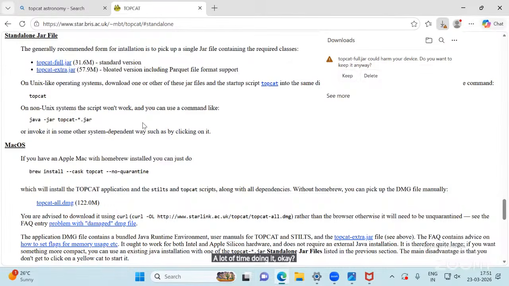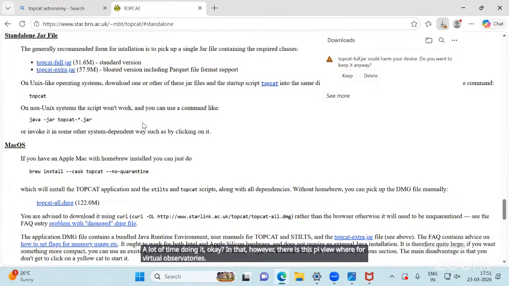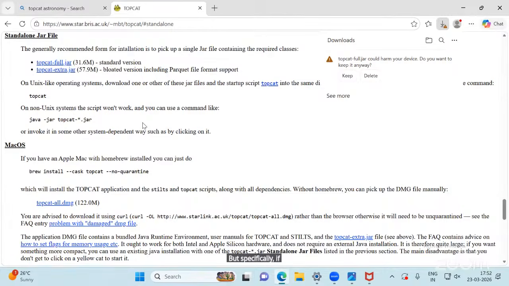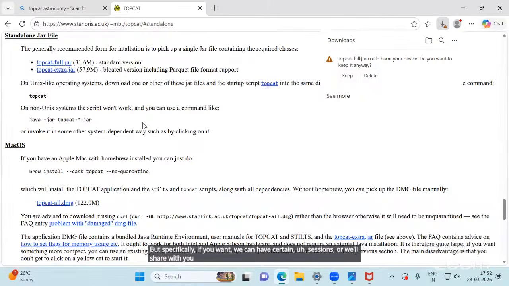Further, there is this PyVO, where for virtual observatories, it's a bundle of programs and protocols from which you can access images, access data. You have already seen that in action in what Surhud did. But specifically, if you want, we can have certain sessions or we'll share with you some Jupyter notebooks, which you can try to run yourself at work. Or tomorrow we'll have some session on PyVO. Okay, fine.